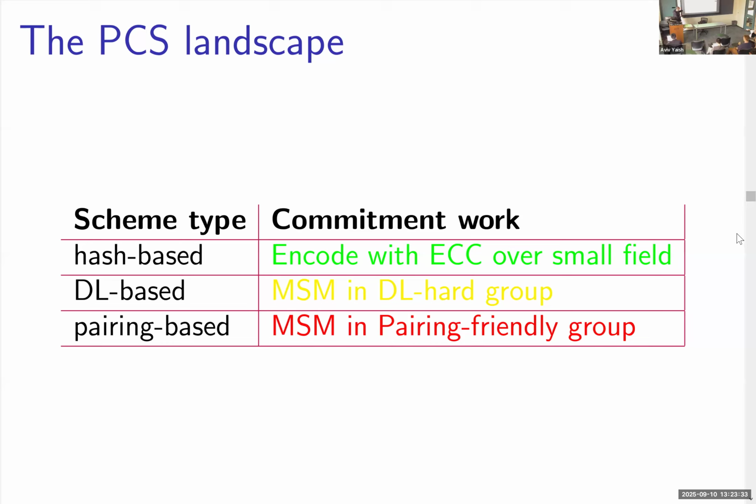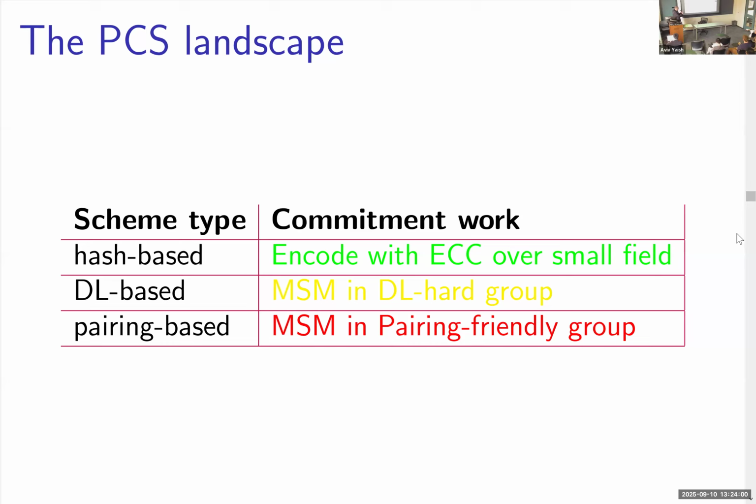And what people like about the hash-based schemes is you have a lot of freedom to choose the field you're working over and the code. So, for example, people have moved to work over fields of size around 31 or 32 bits, like 2 to the 31, 2 to the 32, something of that order.